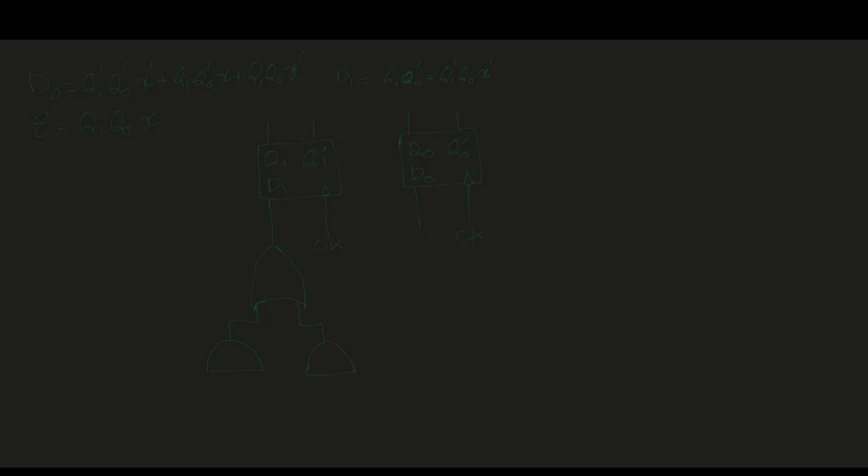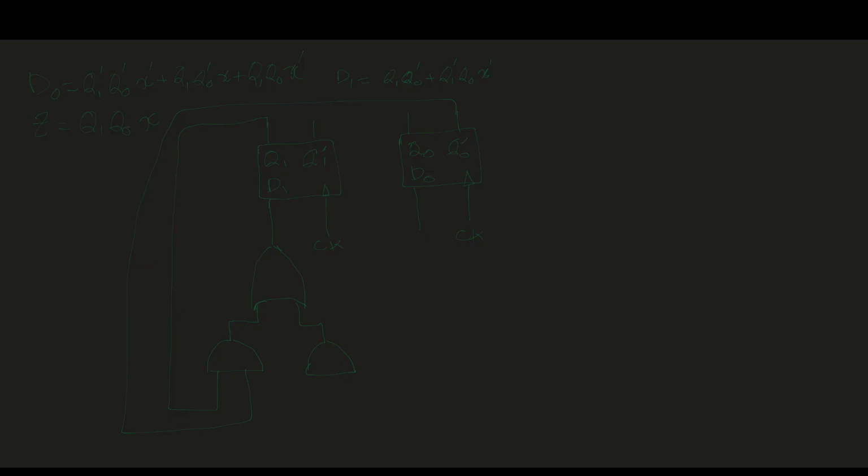For one of them, we need to feed Q1, Q0 prime. So where do we get them? We get them from here. We have a Q1, which will be one input to this AND gate. And then a Q0 prime, we get it from this D flip-flop. So this will be the other input for this AND gate.